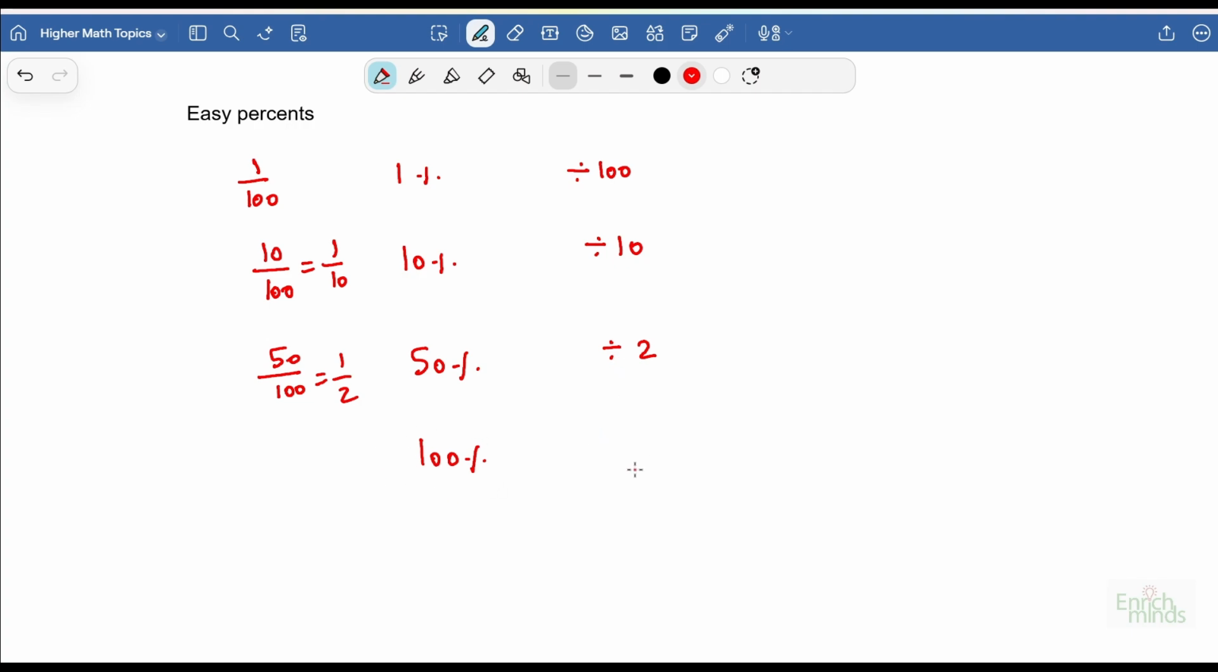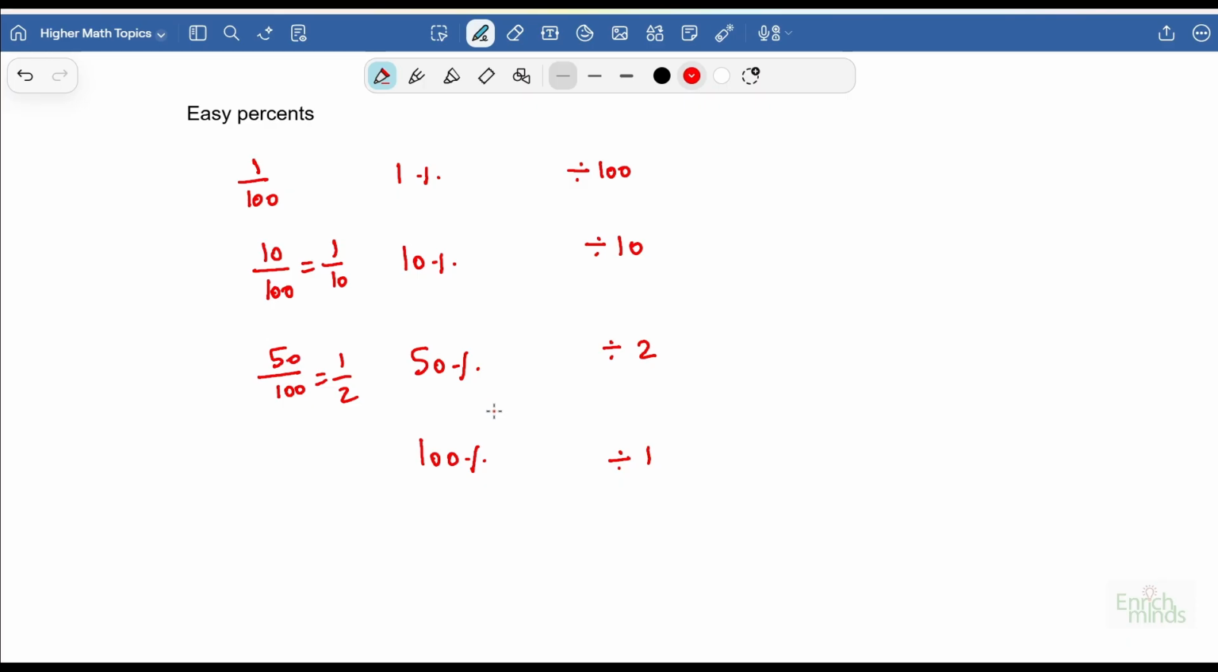100% represents the total quantity. So to find 100% of a quantity, we are actually taking the whole quantity there. So we divide the quantity by 1 to find its 100%. Now, any other percentage will be a combination of 1 or 2 or all of them.